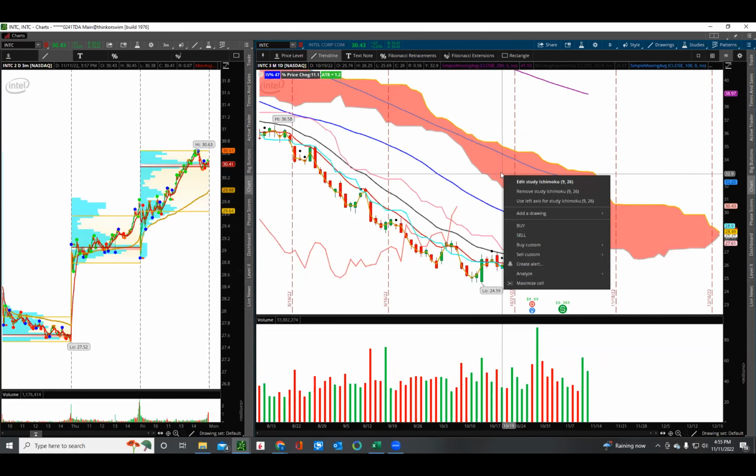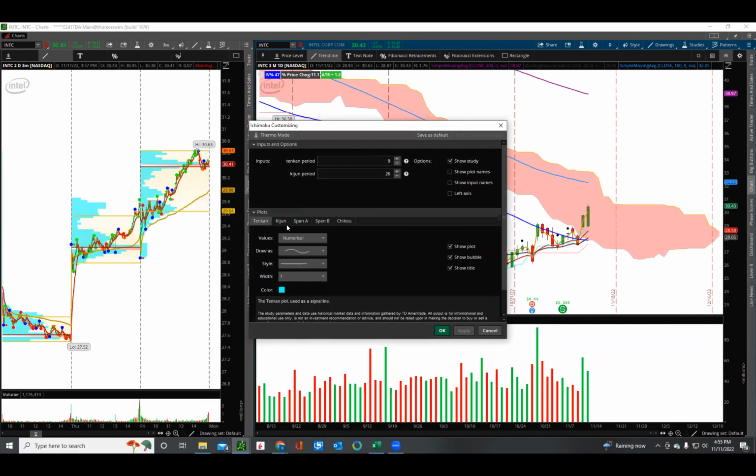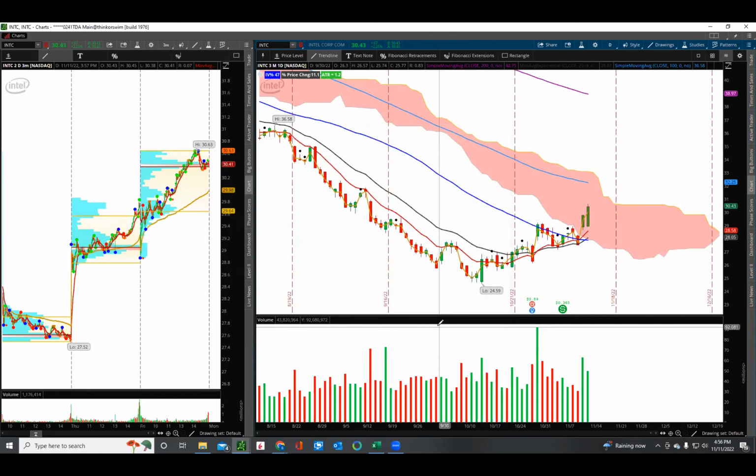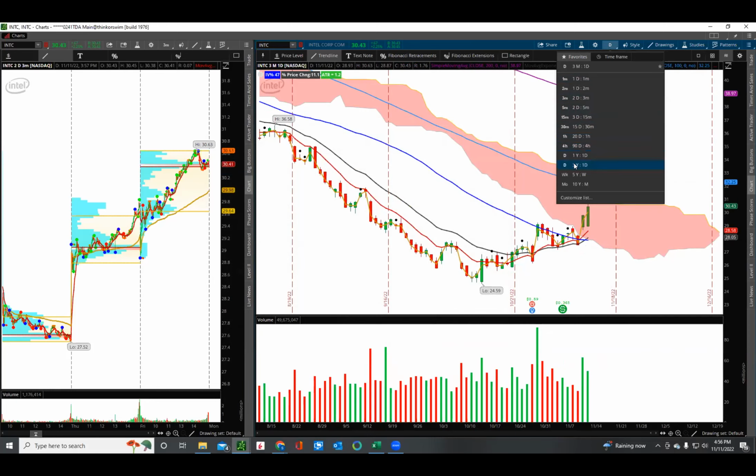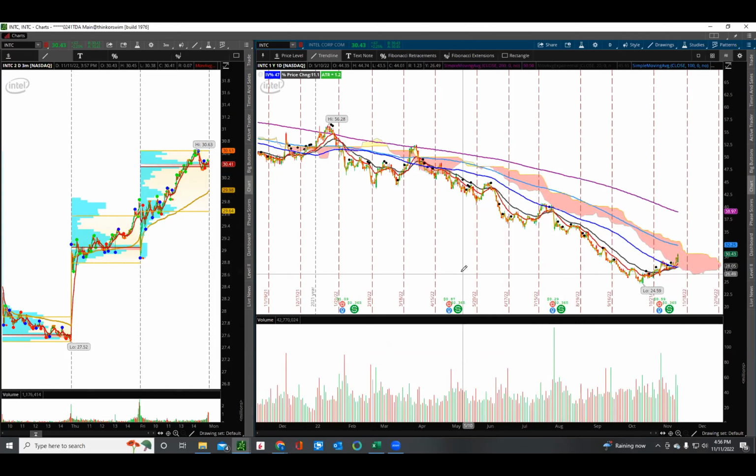Now, let me just highlight this. Let's edit. Let's get rid of a couple things. This we don't need. This we don't need. Span A, Span B we want, and this we don't need. Boom. Okay. Let me zoom out a little bit. Ichimoku cloud. That's it. Okay. Like, all right, great. What about it?